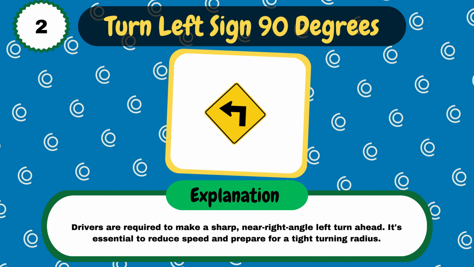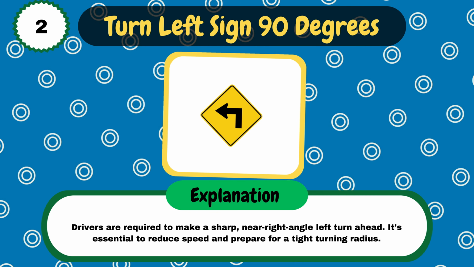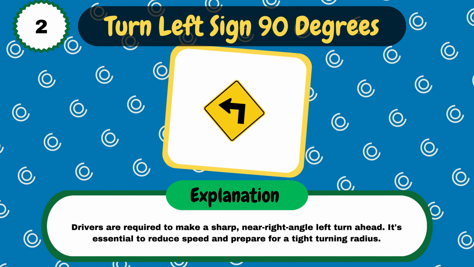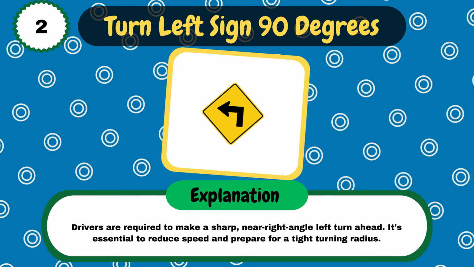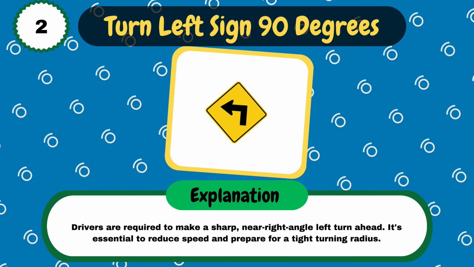This is the turn left sign 90 degrees, and it means you must make a sharp, nearly right-angled turn to the left. This type of bend requires a noticeable speed reduction and tight steering, especially on narrow roads or in rural intersections.